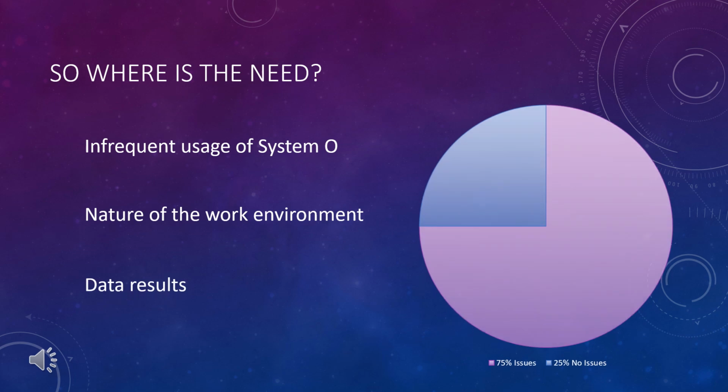So where is the need? In our needs assessment, we found that System O is a reporting system which is only used once every 6 months. It is also common knowledge that positions using System O have high turnover rates since the positions are grant funded. With the survey results given to programs using System O, 75% of participants identified a challenge of some sort when using the system initially.